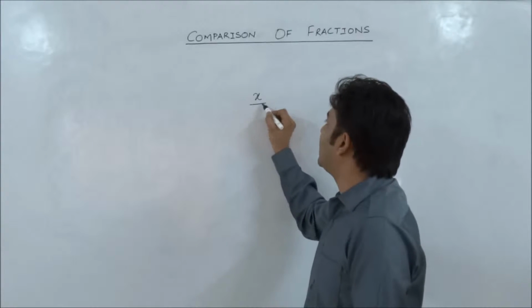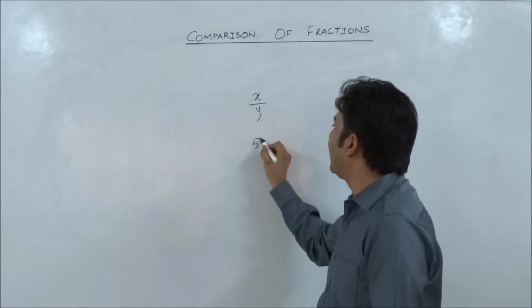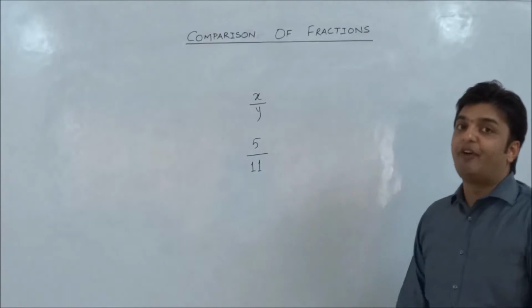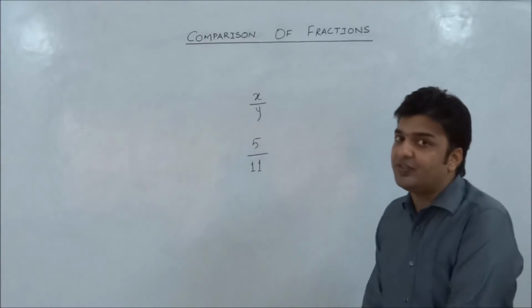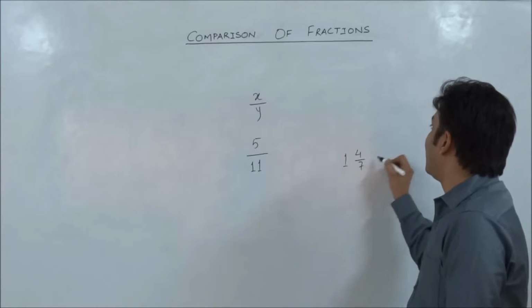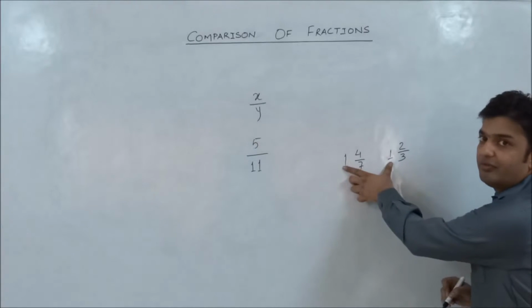Now let's say we have a fraction called x by y. If you want to take an example, we can take 5 by 11. Now this is a proper fraction. Why are we taking a proper fraction? As we have seen in the case of 1 4 by 7 and 1 2 by 3, they both have the same whole part, 1 and 1.